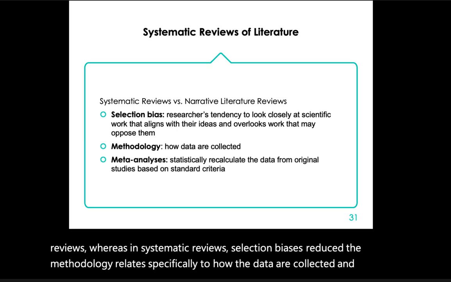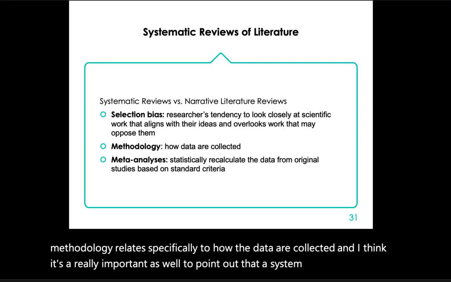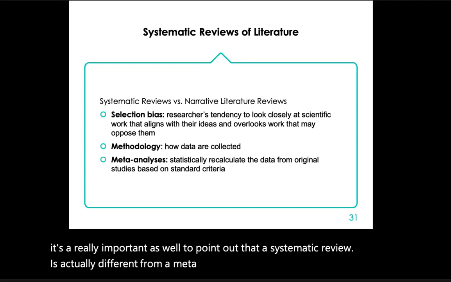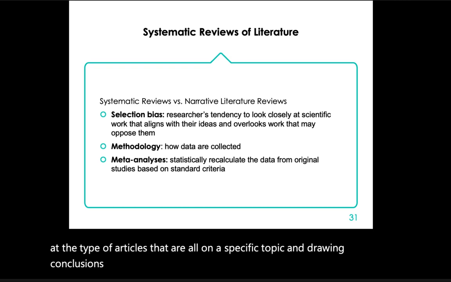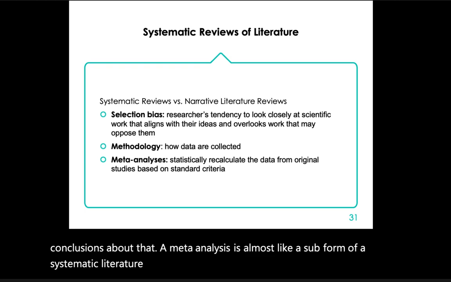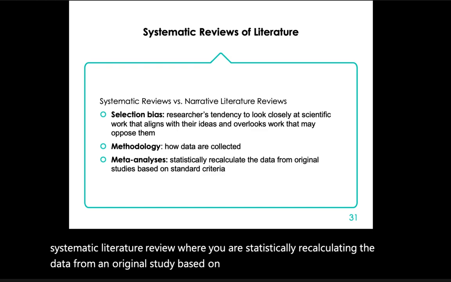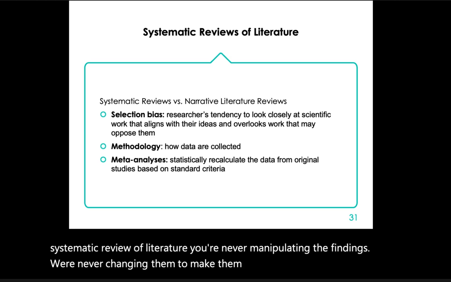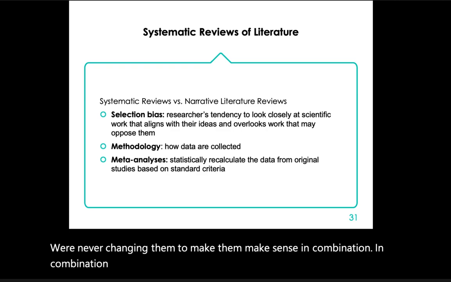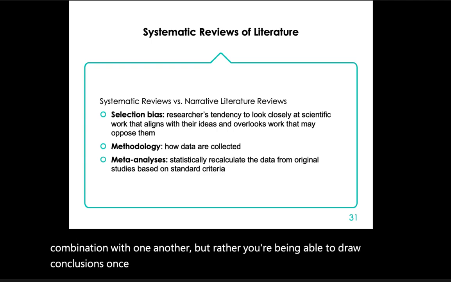And I think it's really important as well to point out that a systematic review is actually different from a meta-analysis. A systematic review is looking at the type of articles that are all on a specific topic and drawing conclusions about them. A meta-analysis is almost like a sub-form of a systematic literature review, where you are statistically recalculating the data from an original study based on some standard criteria. So in a systematic review of literature, you're never manipulating the findings. You're never changing them to make them make sense in combination with one another, but rather you're being able to draw conclusions once they are all summarized together.